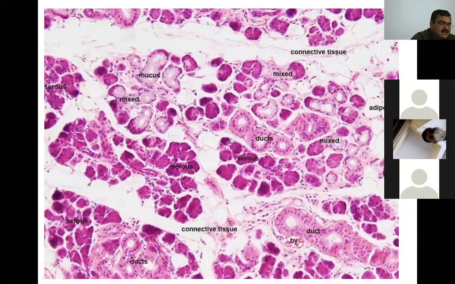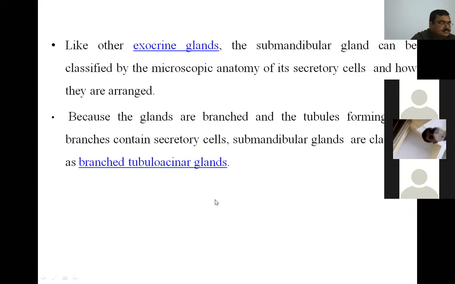Serous cells are pinkish and filled completely. Here, light in color, the mucus secreting cells are light in color. Like other exocrine glands, the submandibular gland can be classified by the microscopic anatomy of cells and how they are arranged. Because the glands are branched and the tubules forming the branches contain secretory cells, submandibular glands are classified as branched tubulo-alveolar glands.